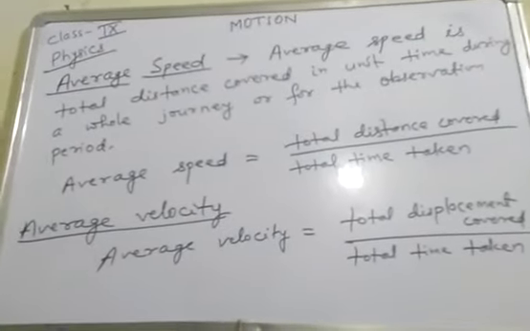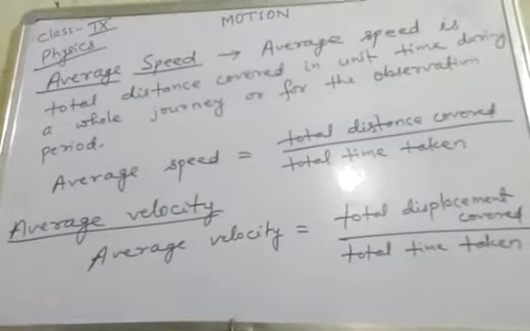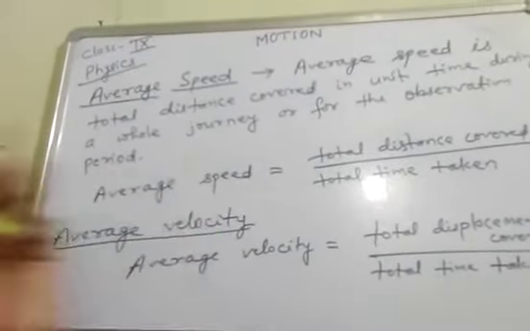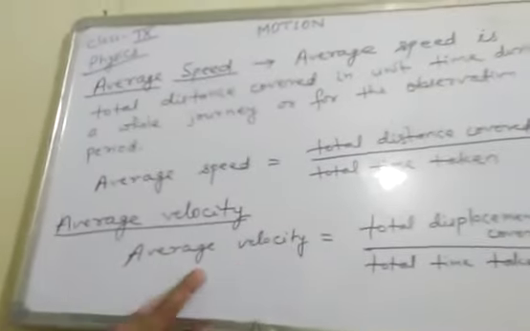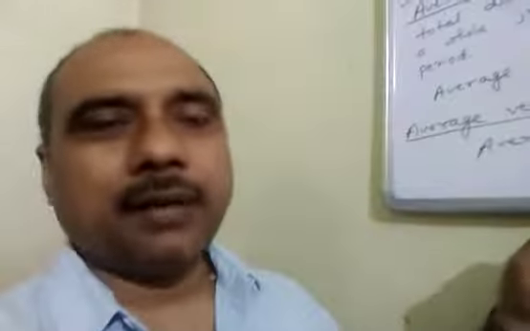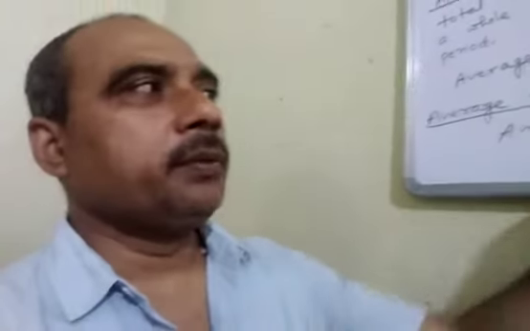For the same question, you may see that average speed will always be a positive value, but average velocity may be positive, negative or zero, because displacement may be zero, positive, or negative. So the magnitudes of average velocity and average speed cannot always be equal. They might be equal or they may not be equal.